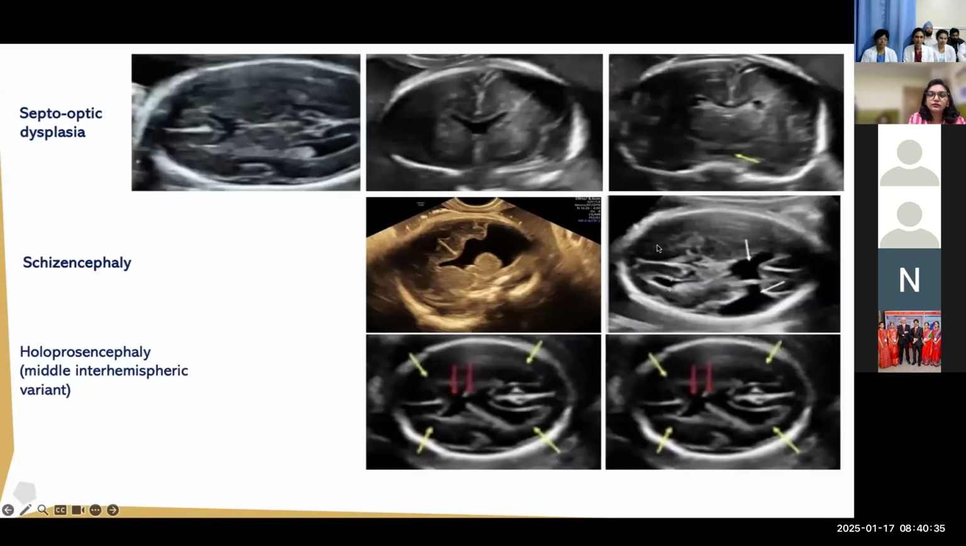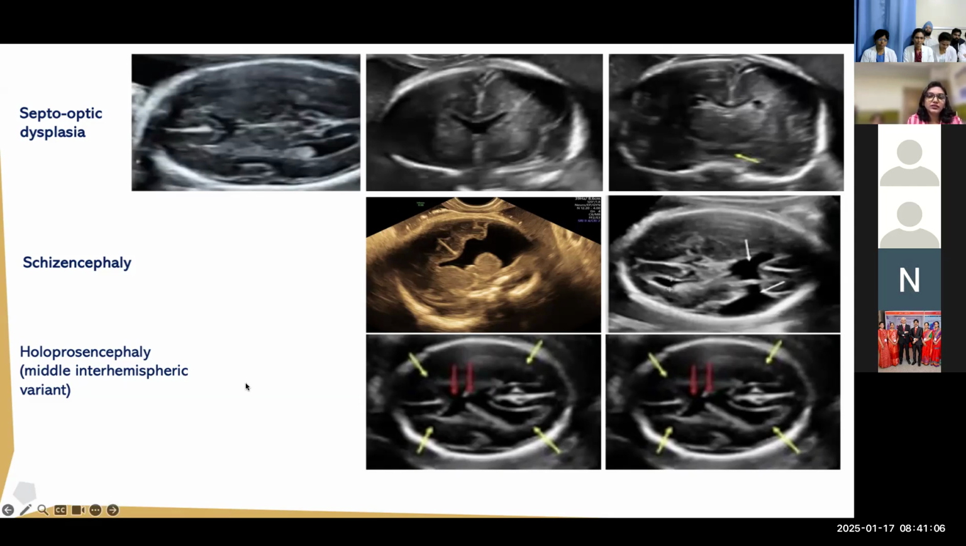So the next closest association will be schizencephaly, which is nothing but a congenital neuronal migrational disorder characterized by a cleft that is lined by gray matter heterotopia and extends from the outer cerebral surface to the lateral ventricles. In 75% of cases of schizencephaly, septal agenesis is present. So it has a high association with septal agenesis.